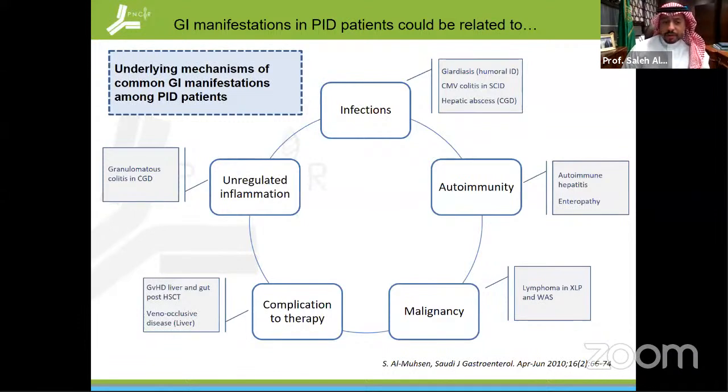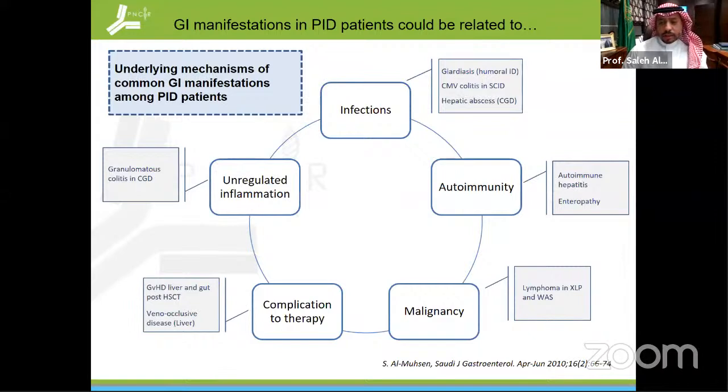Many other patients can present with unregulated inflammation, as has been elaborated clearly. For example, patients with CGD can present with granulomatous colitis. The fourth manifestation is that patients might present with unregulated inflammation that can cause malignancy. The example for this type of manifestation is lymphoma in patients with XLP and Wiskott-Aldrich syndrome. Lastly, patients might present with complications of therapy.